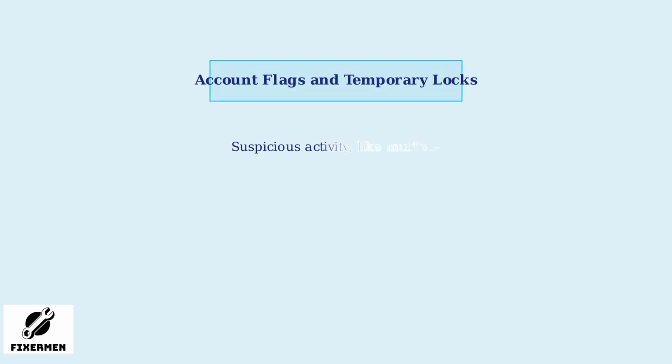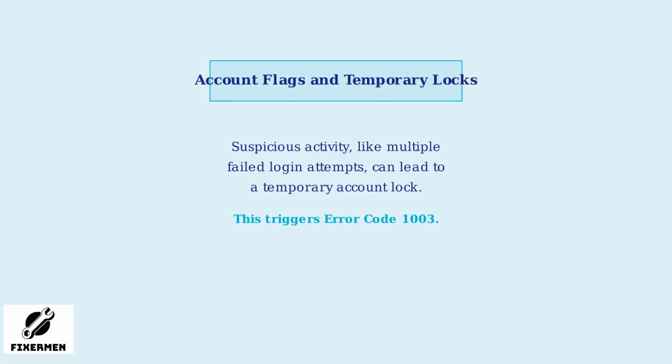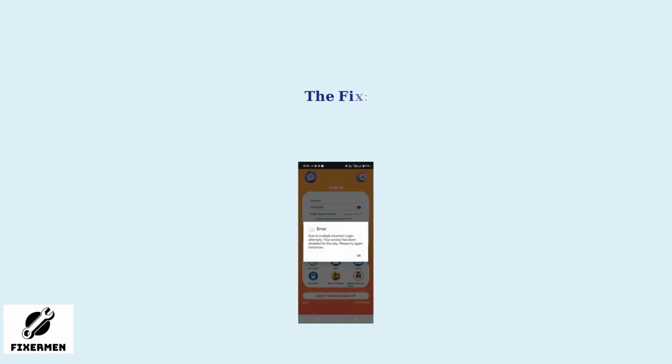Suspicious activity, like multiple failed login attempts, can lead to a temporary account lock, triggering error code 1003. This is what it might look like on your device. Access disabled due to multiple incorrect attempts. To fix this, wait a few hours and try logging in again. Avoid rapidly attempting logins to prevent further locks.